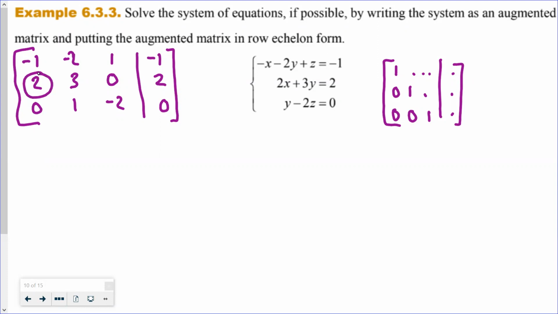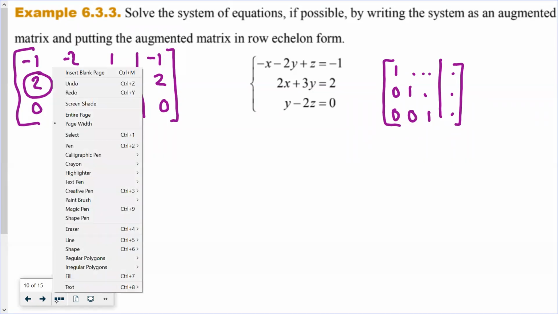Cool. Now, one thing I'm going to do before that is take this row 1. I want it to be a positive 1. So I'm going to multiply it all by a negative first, and then we'll be good. And then that'll be our next step. So thanks, Calvin, for sharing your thoughts here.